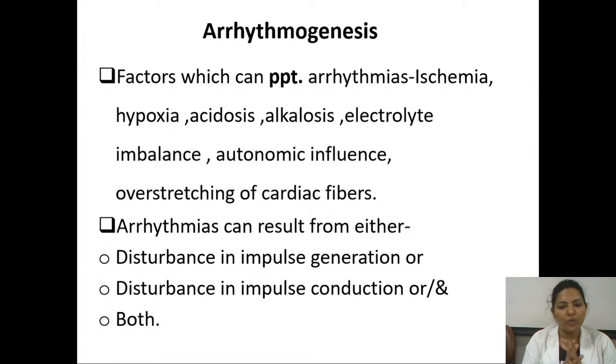Okay. Now arrhythmogenesis: how arrhythmias happen, and what are the factors that precipitate them. They arise from problems in impulse generation, impulse conduction, or both. Factors that can precipitate arrhythmia are ischemia, hypoxia, changes in pH, electrolyte imbalance, any autonomic influence, or overstretching or physical stretching of the cardiac fibers. So as I've discussed earlier, arrhythmias can occur from a problem of impulse generation or impulse conduction, or both.